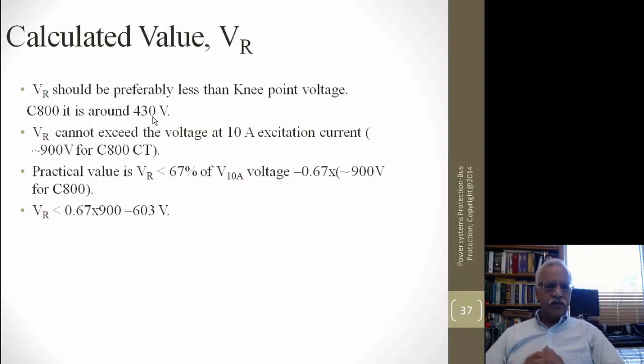The knee point we also defined as the point at which you draw a line on the excitation characteristic at 45 degrees. Or in case of Europe, they take a 10% increase in excitation voltage resulting in a 50% increase in current. That is defined as the knee point. On a C800, it is around 430 volts, and the voltage in the relay cannot exceed exactly 900 volts for C800, and the practical value of the setting should not exceed 67% of 900 volts, 603 volts.